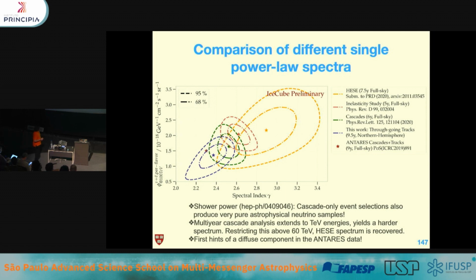By the way, Orlando's point about using the showers was actually proposed by John Beacon, a theorist at Ohio State, in a paper called the power of showers, or I think it was called shower power. You can look at that reference where he points out that you can actually do it. So, a really nice read.